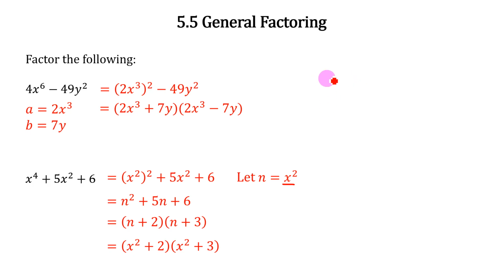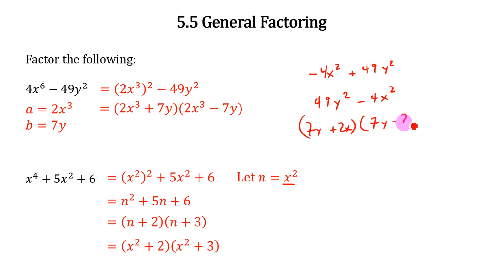And for the record, we're going to have ones like, if this had said negative, let's just say 4x squared plus 49y squared, you could do one of two things. Turn that into 49y squared minus 4x squared, and now you have your difference of squares. You'd have 7y plus 2x and 7y minus 2x. So you can change the order if you need to.